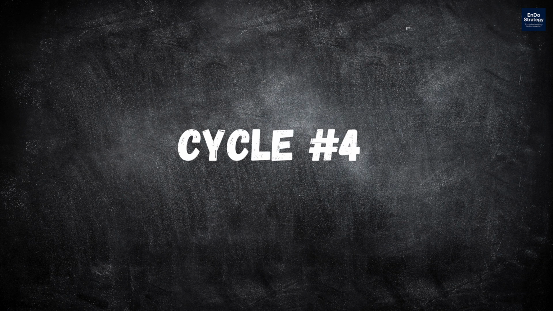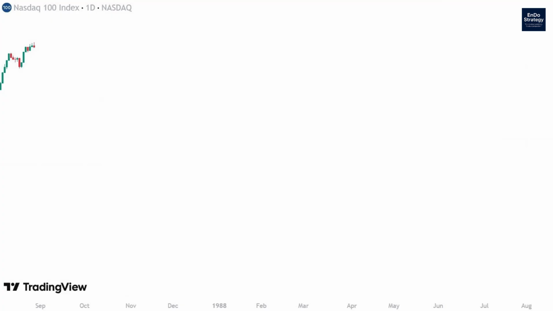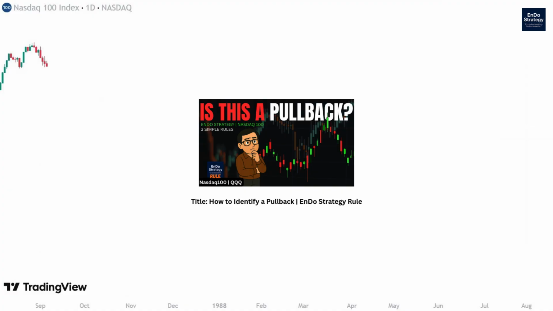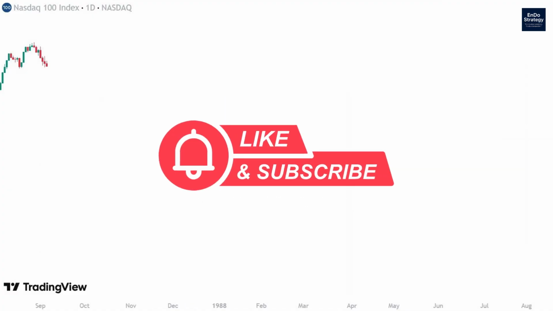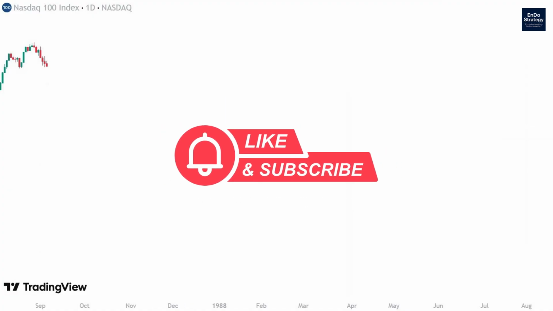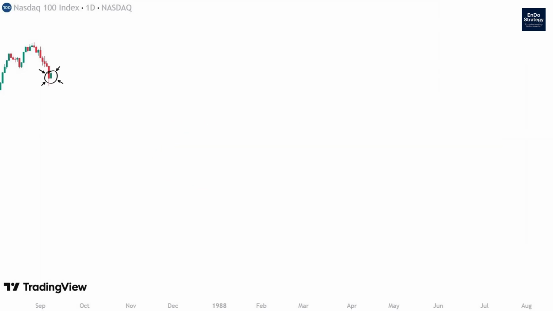Cycle number 4. This cycle is counted from the day the profit from the previous cycle was taken and the position was closed. That day is August 27th, 1987. According to the rules, an entry is made after a pullback occurs. A pullback has occurred. Now, according to the rules, we wait for a bullish daily candle to form and close.